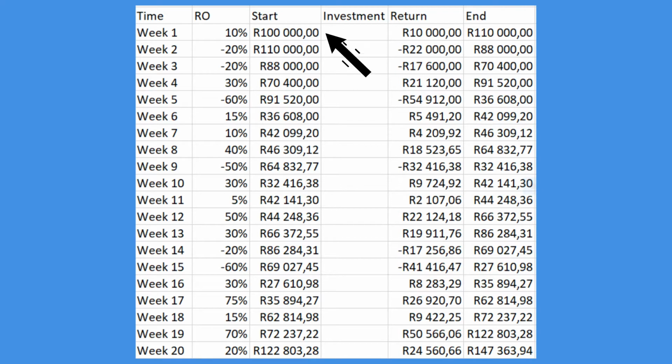Week 1, the first day of week 1, you'll invest 100,000 rand. Your return again, like the previous week, was 10%. So in the first week, you made 10,000 rand. That's a lot of money in the first week. That's not too bad. And the end result basically is 110,000 rand. That's what your portfolio is worth.